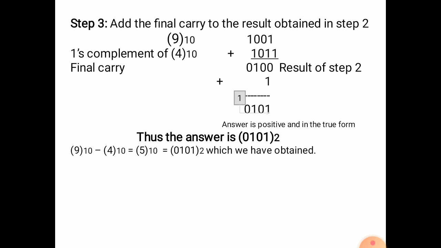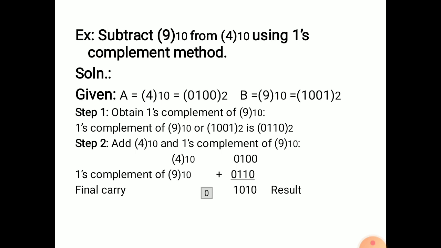It means 9 to the base 10 minus 4 to the base 10 is equal to 5 to the base 10, which is also equal to 0, 1, 0, 1 to the base 2, which we have obtained. When the final carry is produced, the answer is positive and in its true form. Let's see the second example. Subtract 9 to the base 10 from 4 to the base 10 using 1's complement method. Write down the solution.